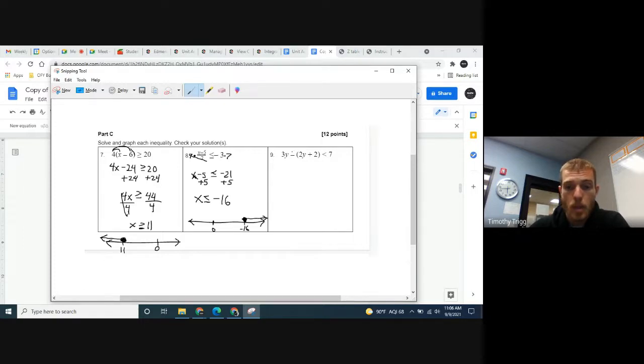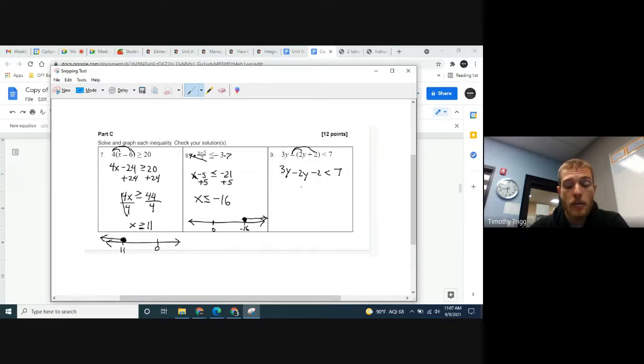So here, what would be the first thing I do here? Well, I would say distribute this negative. So this negative in front of the parentheses, that's going to get distributed to both of these terms that are in the parentheses. So we'll have 3y minus 2y, then minus 2 is less than 7. Okay.